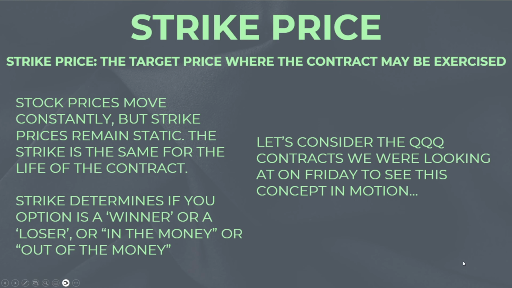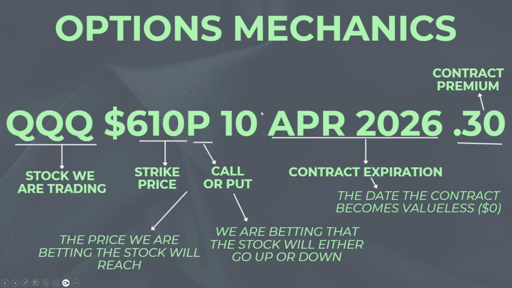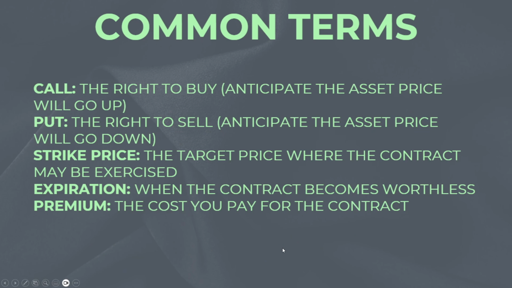The strike determines if your option is going to be a winner or a loser, or what we would consider in the money or out of the money. So when we say in the money, if we go back to that 610p example, if we bet that price was going to hit at least 610 and QQQ dropped to 609, this options contract would be in the money. Now, if we were betting that it was going to go to 610 and maybe price only dropped to 611, that contract still would have been out of the money. And so we'll talk about in and out of the money in a little bit as well.